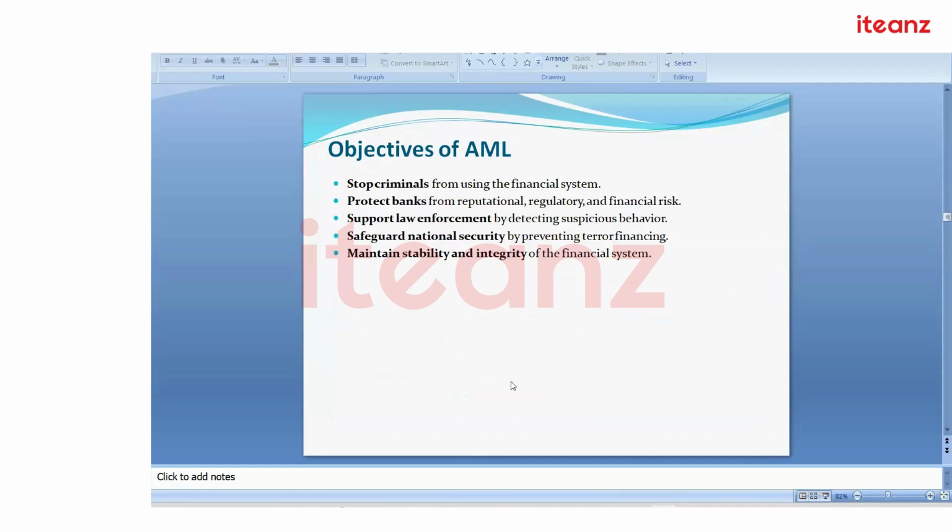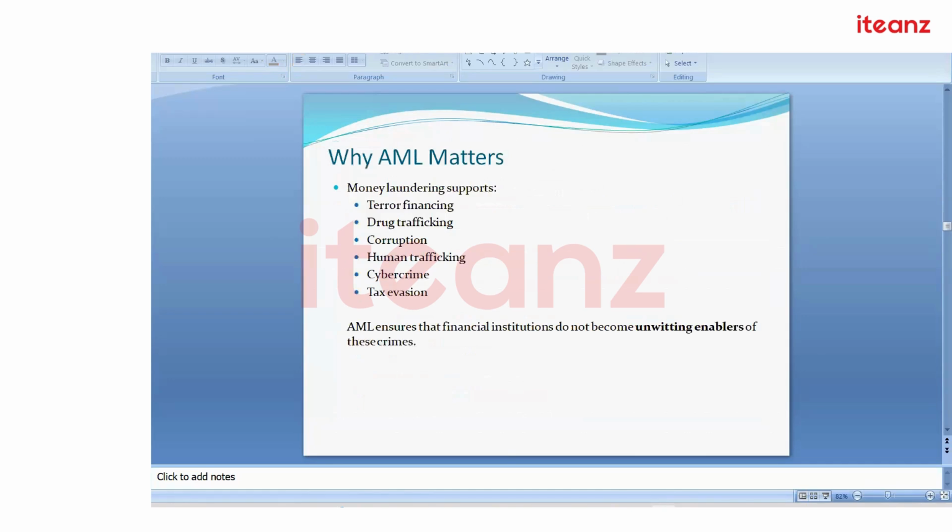I'll not go into this one very much. Objectives of AML, I already told you: stop criminals, protect banks, support law enforcement, safeguard national security, maintain stability and integrity of the financial system, and all that. So I don't want to go beyond this. Why AML matters, I also told you, but I'll quickly go through it. It says terror financing, drug trafficking, corruption, human trafficking, cyber crime, tax evasion, anything in crime. Okay, sir.